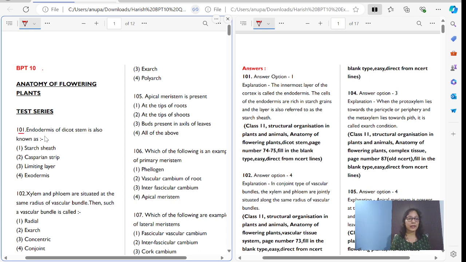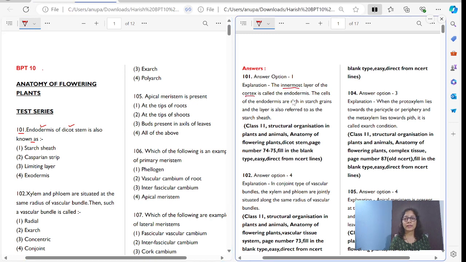This question states that endodermis of dicot stem is also known as. We have to find out the other name of endodermis of dicot stem. So we know that the innermost layer of the cortex is called endodermis, and these cells of endodermis are rich in starch grains. Means starch grains are present in abundance in these cells, and hence this layer is also referred to as starch sheath. Let's see the options.